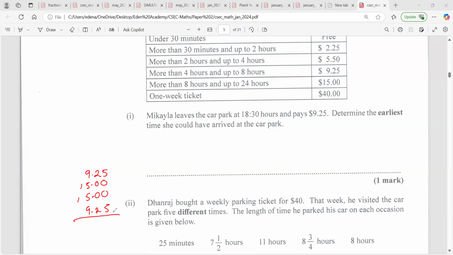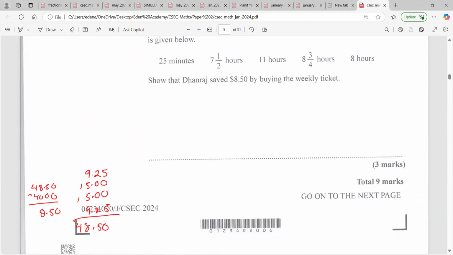So you can already see we have two $9.25 and two $15, that's $30 plus $18.50. So that calculates to $48.50. Because the parking ticket is $40, we can already see that the answer is correct. We will just have to say $48.50 take away $40, and that will come to $8.50. And that is the end of number one of this particular paper.